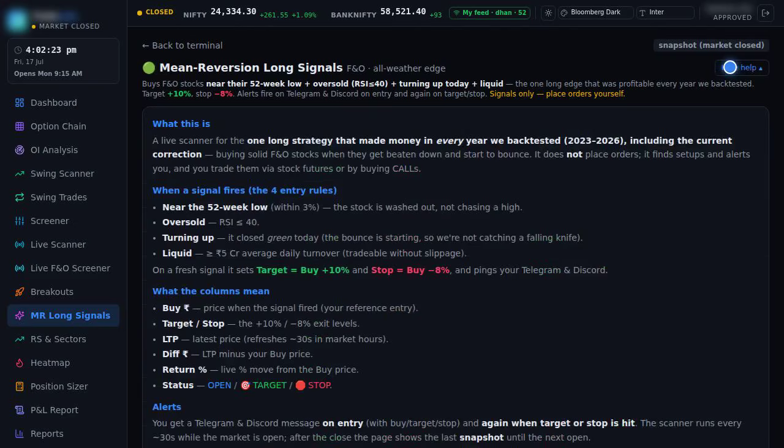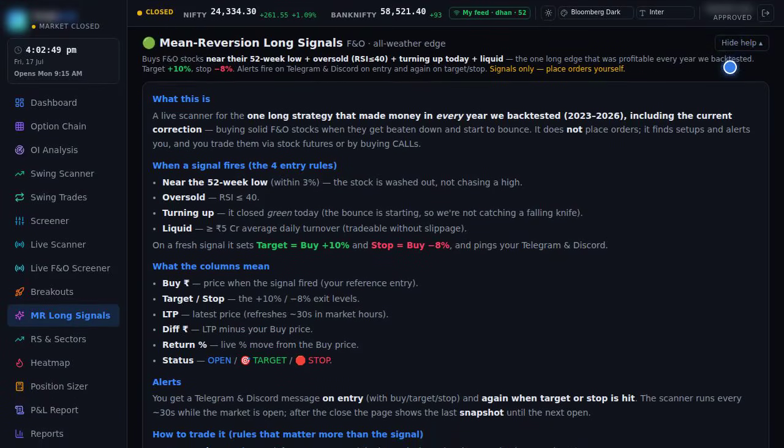Let me open the built-in help, so you can read all of this anytime. I click how it works. You can see it explains everything clearly, what the strategy is, the 4 entry rules we just discussed, what every column means, how the alerts work, and how to actually trade it. Let me scroll through it slowly so you can follow along.